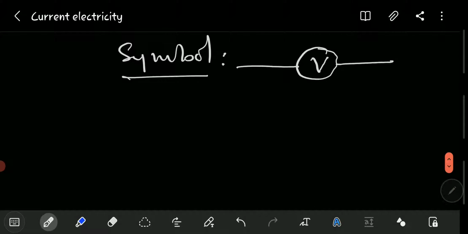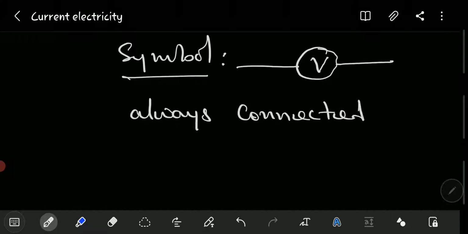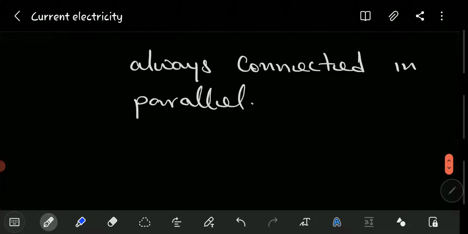However, it should be noted that a voltmeter is always connected in parallel with other circuit components. It's always connected in parallel.